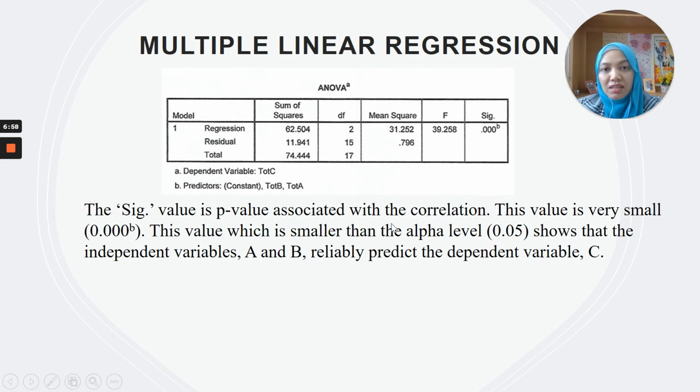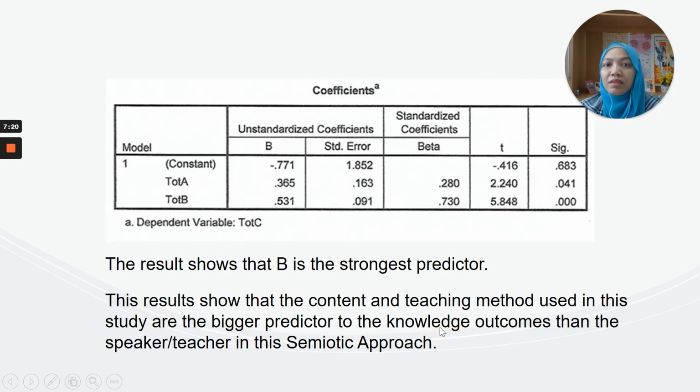So this is the result for multiple linear regression. As you can see here, indicated in my slide, the value is very small, 0.000. So it shows that independent variables A and B, they reliably predict the dependent variable C. So we have a very clear relationship here. Okay, and then in terms of coefficient, all right, the result shows that B is the strongest predictor.